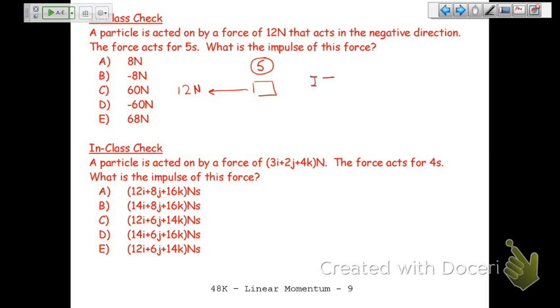Impulse, three lines means defined as, is defined as the integral of F dt, which in simple terms for a constant force is equal to F times t. So impulse is equal to minus 12. It is a vector, so the direction matters. Minus 12 times 5, which equals minus 60. And what are the units going to be? Force is measured in newtons, and t is measured in seconds. So we have newton seconds.